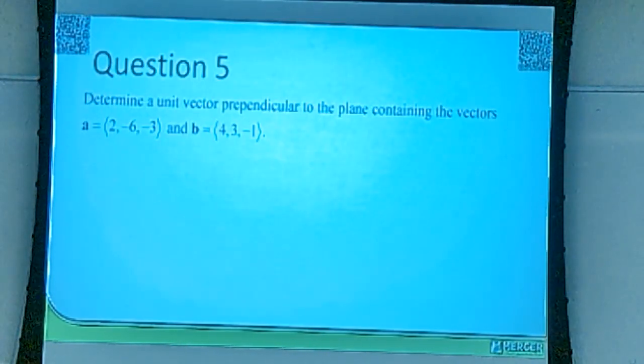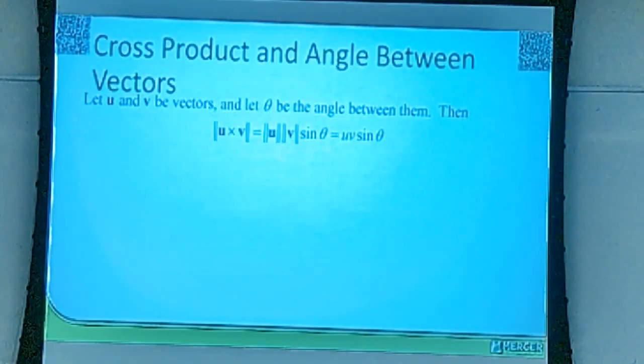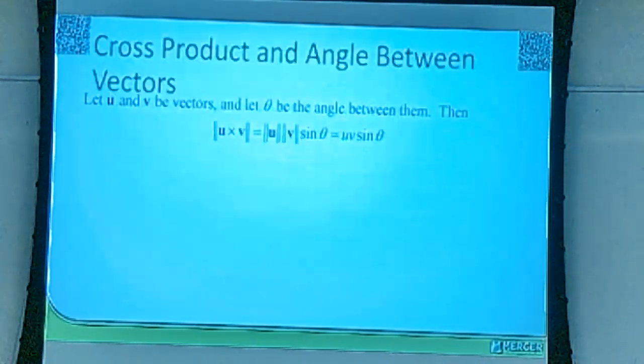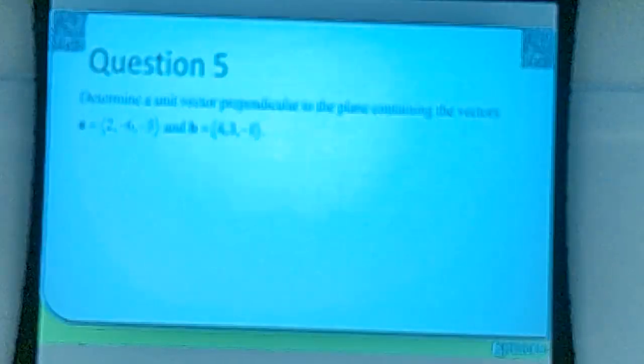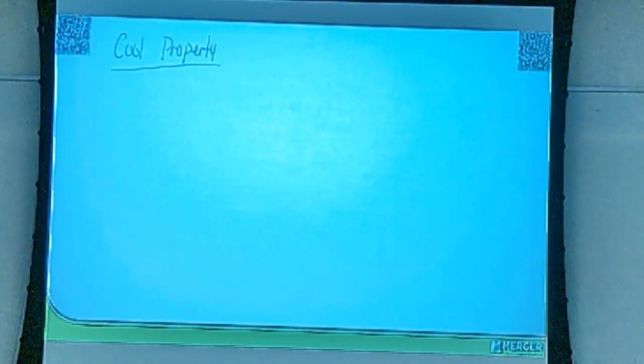Unit vector perpendicular to the plane containing the vectors A and B. If we go back real quick, there is actually another property I think that wasn't mentioned. Let's put that down. Guess what? I'm going to put it down now. So let's put it here. Property about correspondence.